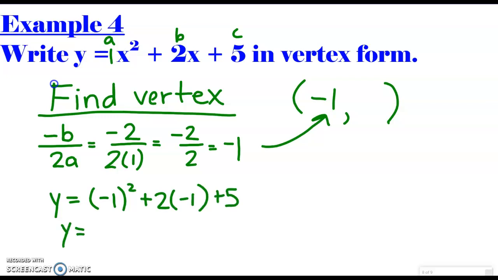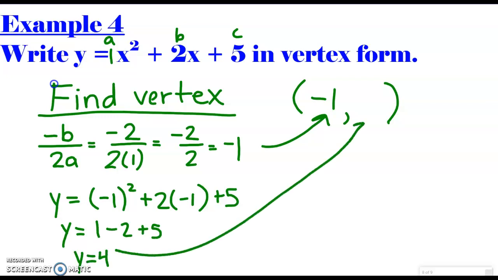So y equals, you can either use your calculator. What I do is when they're simpler, I just do it in my head by hand. And when they're more difficult, like that last fractiony one, I throw up my calculator. So this would be 1 minus 2 plus 5. So I find out that y is 4. So that's the y-coordinate of my vertex. All right, so the first thing we do is we find our vertex.